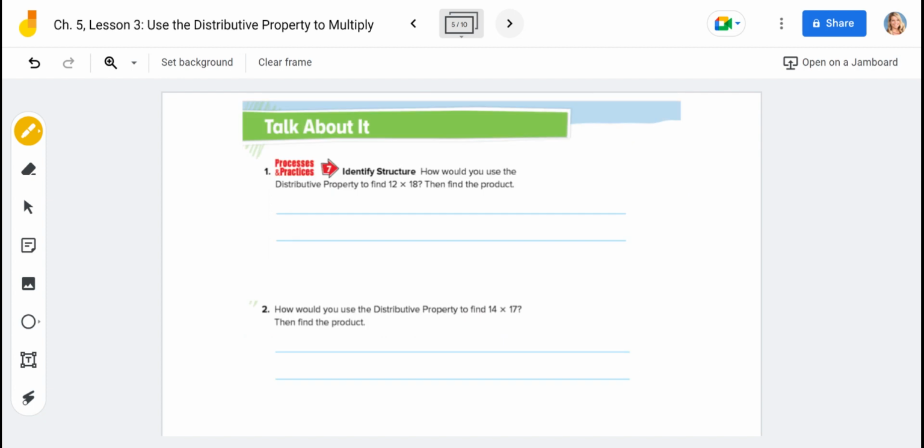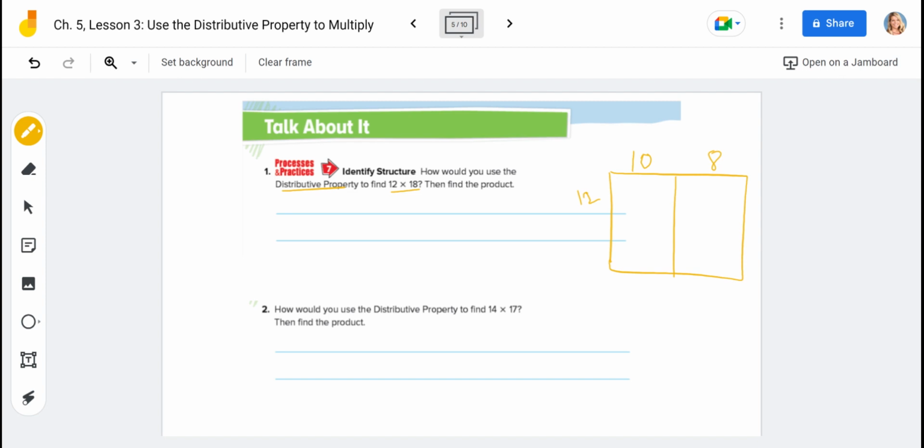So let's do 2 more examples together. How would you use the distributive property to find 12 times 18, then find the product? Well, let's use our area model first to help us before we do the distributive property. Let me move it over just a little bit, just to make sure I have some space over here. Now, 12 times 18. Let's keep our 12 the same just because we did that on our first example. And then let's decompose my 18. All right, and I need 2 parts because I have a 2-digit number that I'm decomposing.